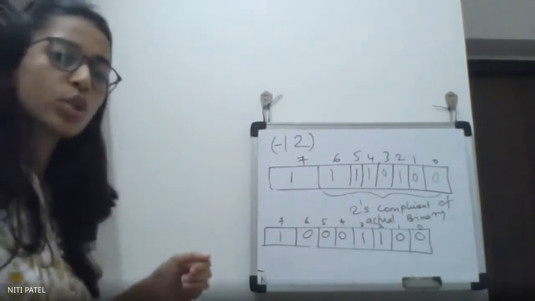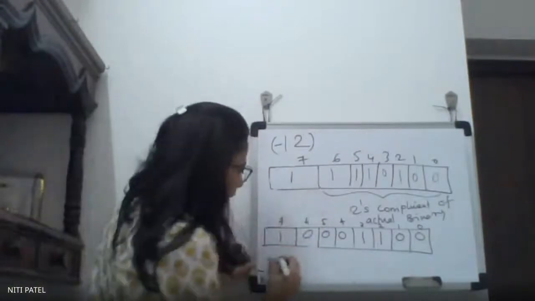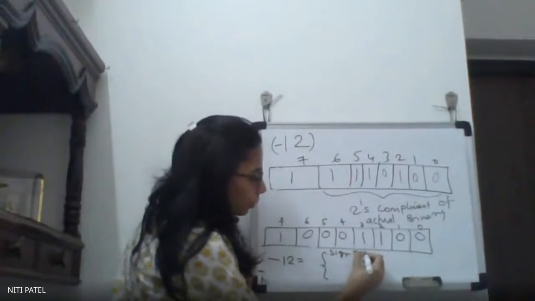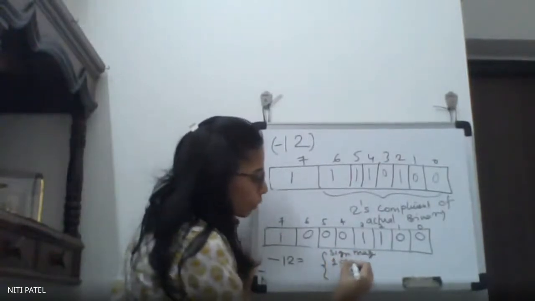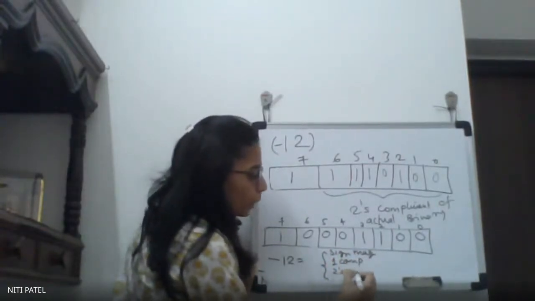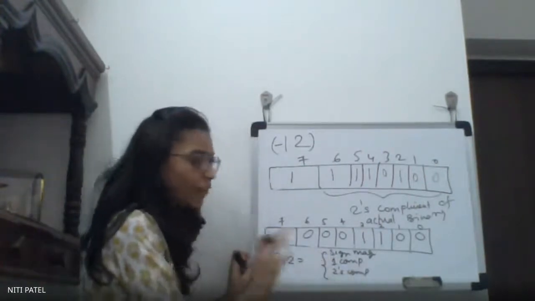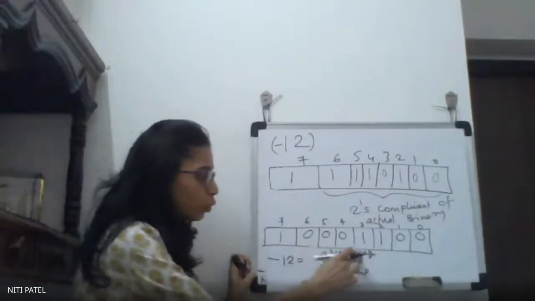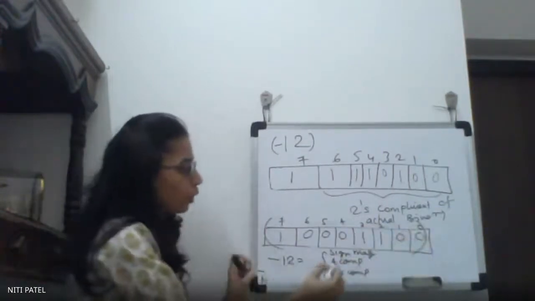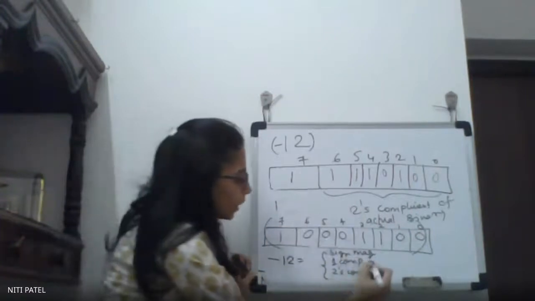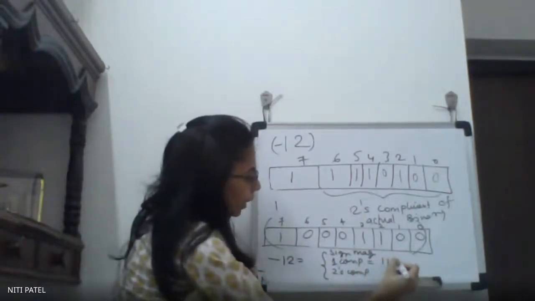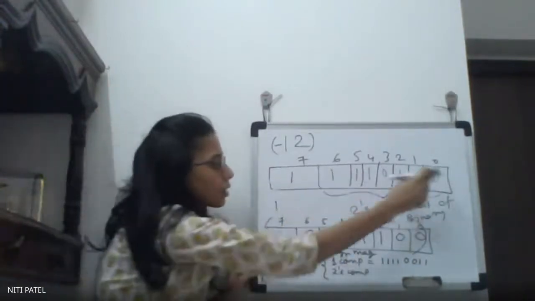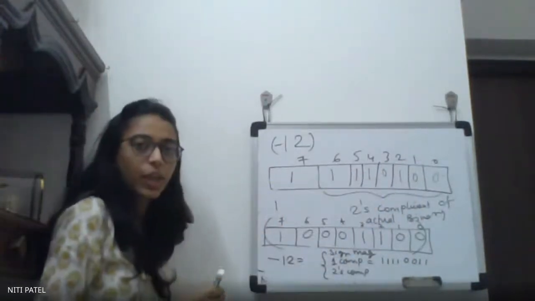So your minus 12 can be represented in sign magnitude, in 1's complement form and in 2's complement form, with all the three having three different values. For sign magnitude, this is the value. For 1's complement, it will be 1, 1, 1, 1, 0, 0, 1, 1. And for 2's complement, this is the value. Is this understood?